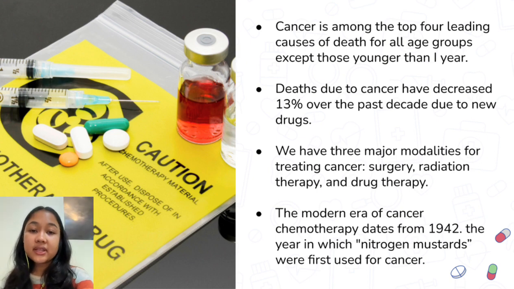There are 3 modalities in treating cancer: surgery for solid cancers or tumors, radiation therapy, and drug therapy for disseminated cancers like leukemias, lymphomas, and metastasis. Drug therapy is also used to kill malignant cells that are left behind after surgeries or radiation treatments.